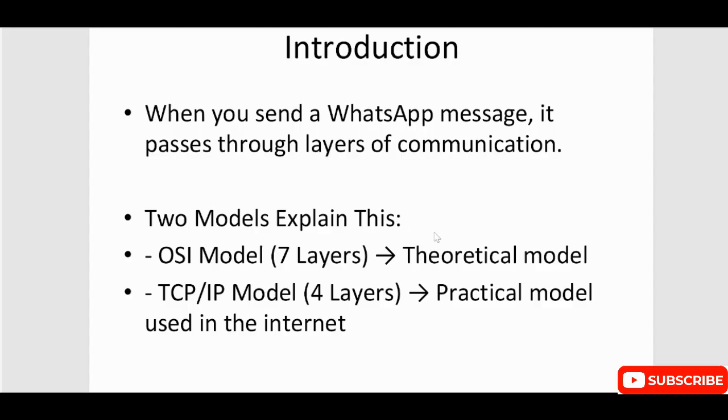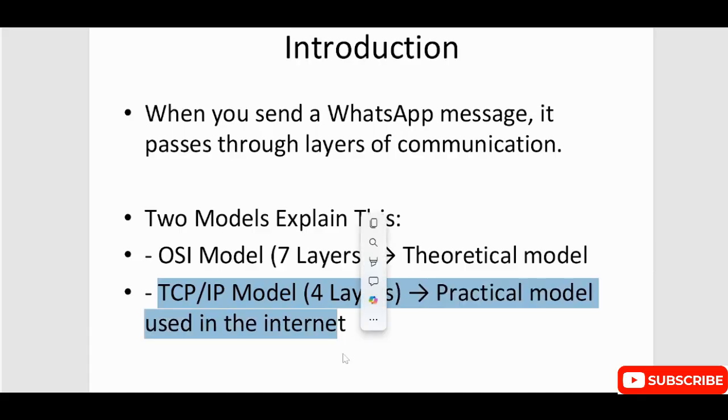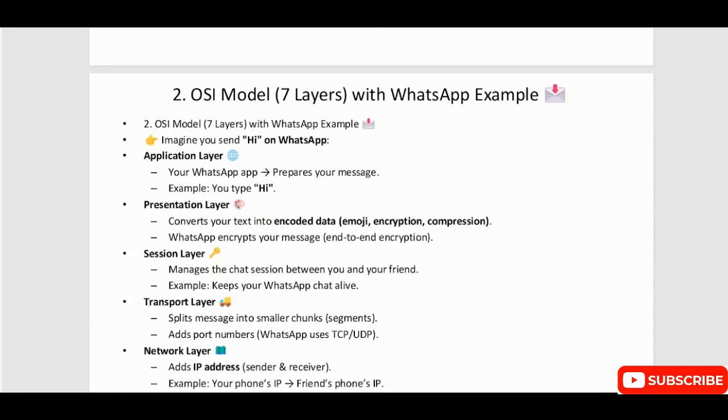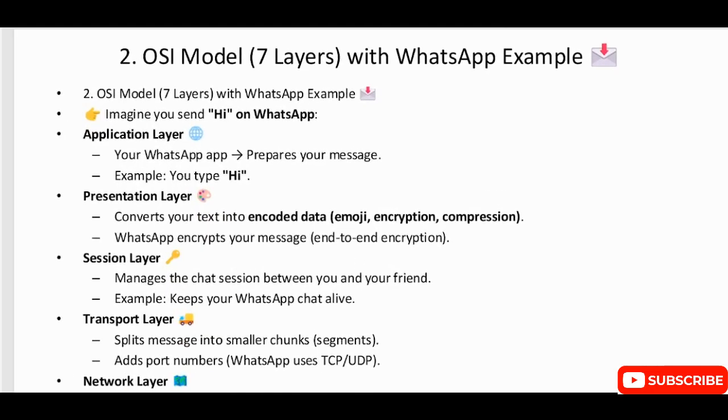Basically, when you send the message, there are two models through which the communication will be passed. Okay, first one is the OSI model, which has 7 layers, and it's a theoretical model. And the second one is the TCP/IP model. It has 4 layers and it's a practical model used in the internet. Okay, so let's discuss the OSI model with a WhatsApp example.